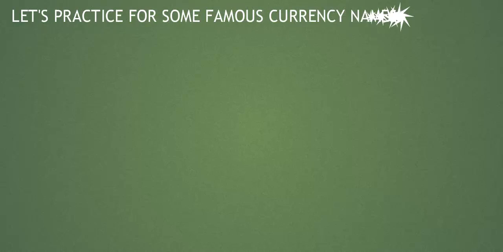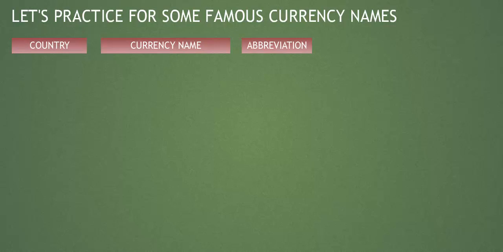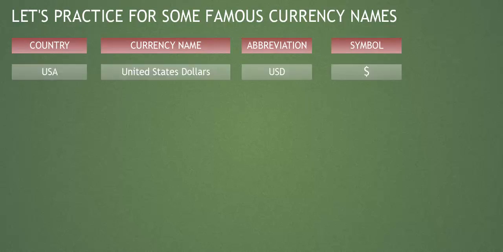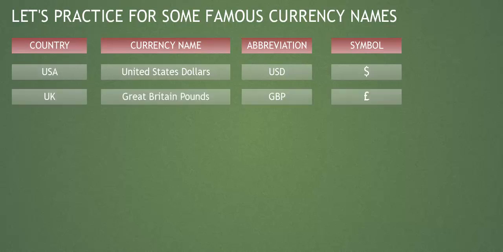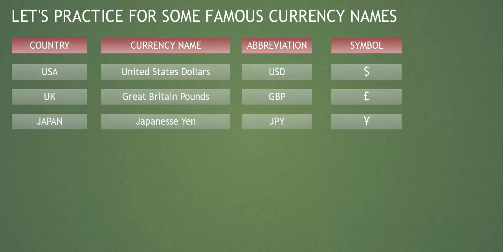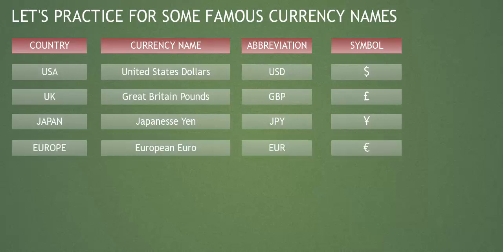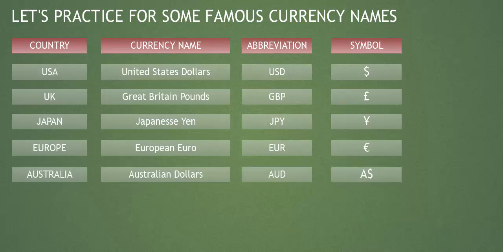Let's practice some famous currency names: country, currency name, abbreviation, and symbols. The country is USA, the currency is United States dollars, and the abbreviation is USD. UK: Great Britain pounds, GBP. Japan: Japanese yen, JPY. Europe: European euro, EUR. Australia: Australian dollars, AUD.